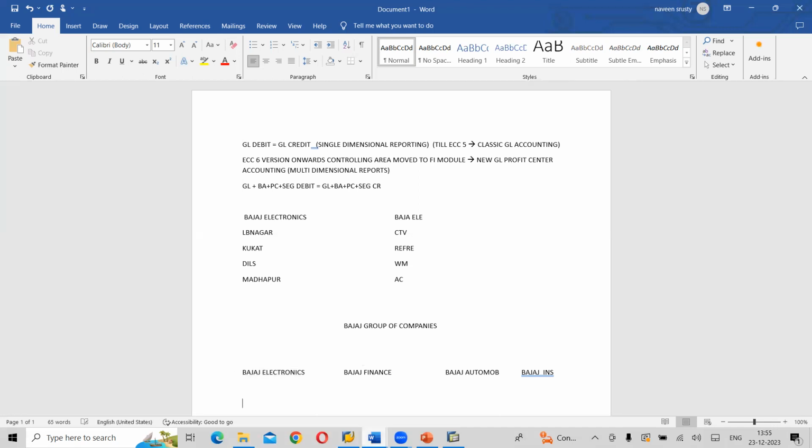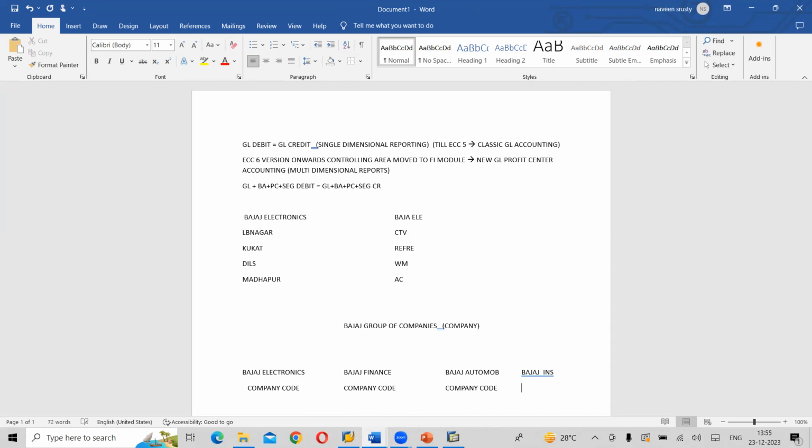So what is Bajaj companies? What do you mean by Bajaj group of companies? Here, normally, transactions are not going to take place at this particular level. So this we call in SAP a company. And these are called company codes.